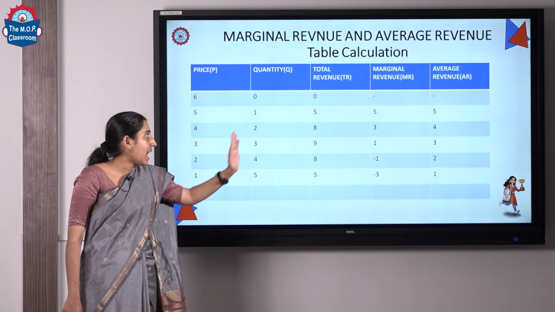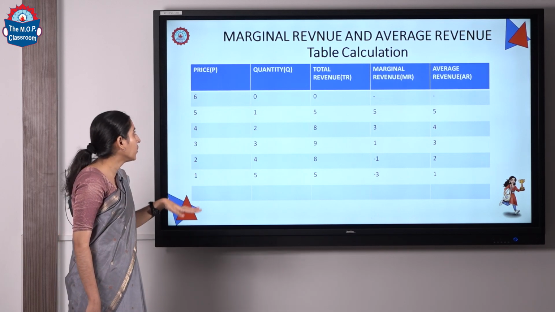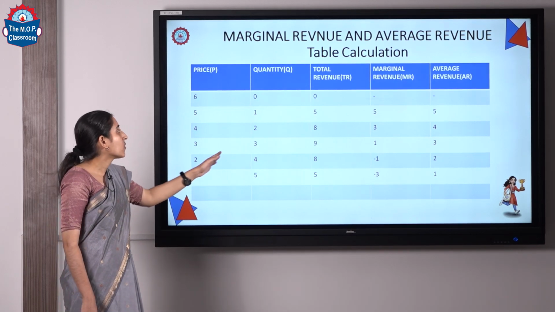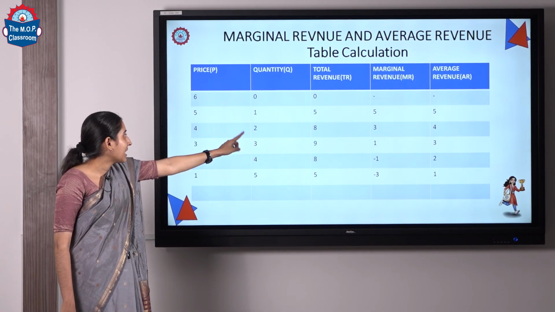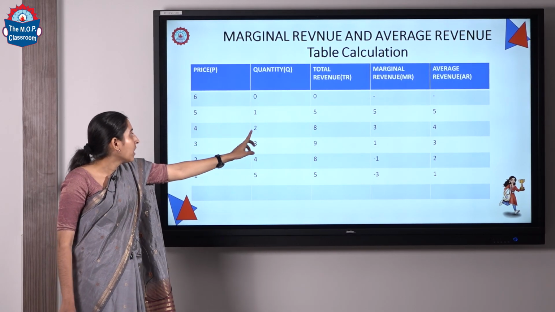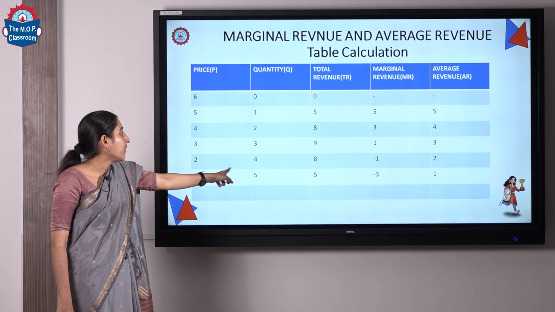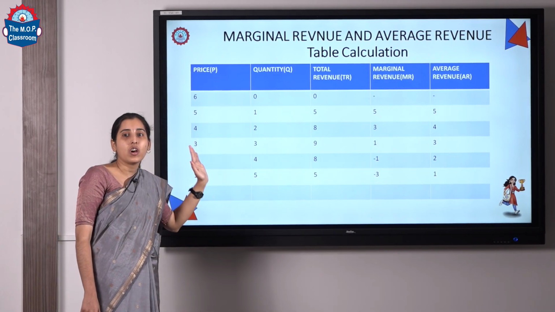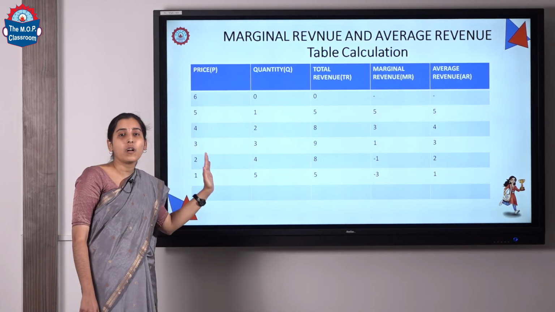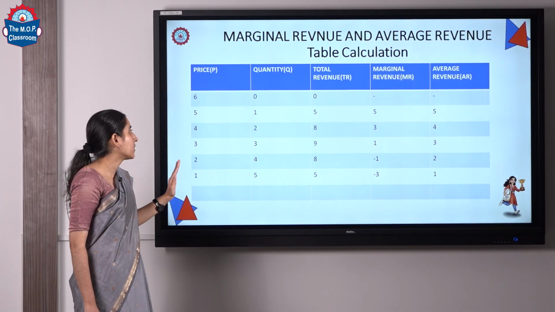When you talk about the average revenue, it is nothing but the total revenue divided by the quantity. So initially you will have 5, and then the total revenue 8 divided by 2 is 4, and then 9 divided by 3 is 3, 8 divided by 4 is 2, and 5 divided by 5 is 1. This is the derivation or the relationship of the marginal revenue and the average revenue, which is determined in the monopoly market situation.